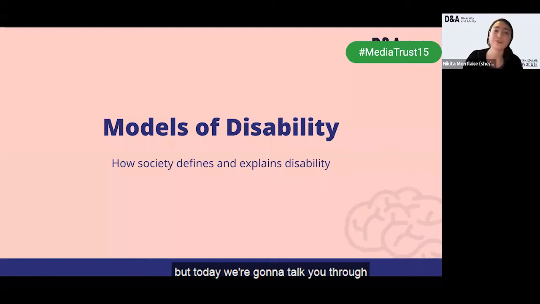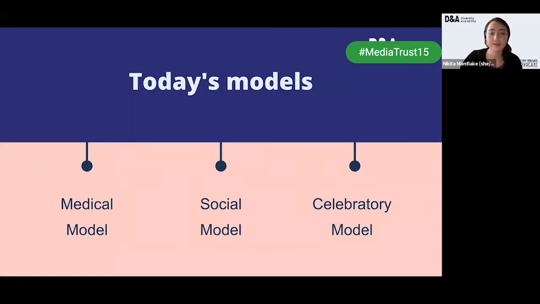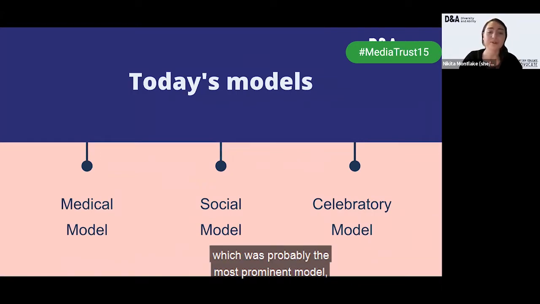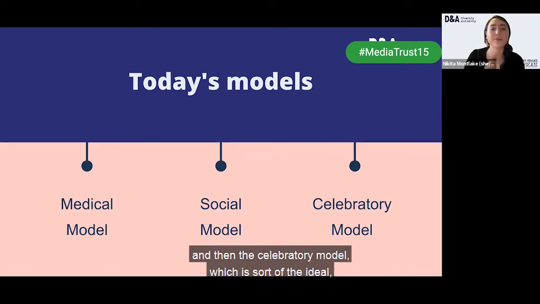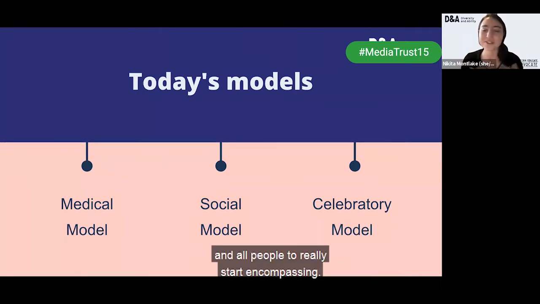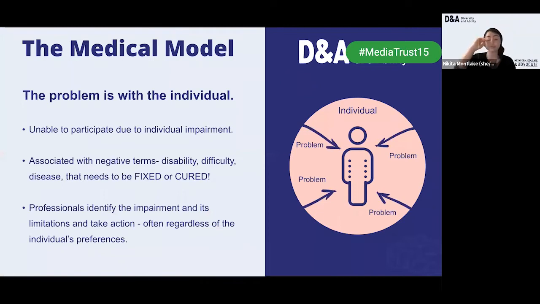But today we're going to talk you through the three most important models. So that would be the medical model, which is probably the most prominent model, the social model, which was kind of fueled by the disability activist movement, and then the celebratory model, which is sort of the ideal, which we would love all organizations and all people to really start encompassing. So back to you, Rox, for the medical model.